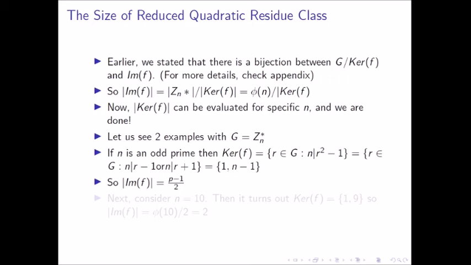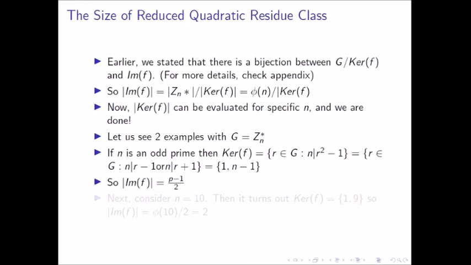So let us look at two examples. G is equal to Zn star. If n is an odd prime, then kernel f is equal to r belonging to G such that n divides r square minus 1, which is equal to r belonging to G such that n divides r minus 1 or n divides r plus 1. Why this? It's not hard to see, because n is a prime. So if n divides AB, then n divides A or n divides B. n can divide both of them, but n divides at least one of them. So it turns out that if n divides r minus 1, then r is equal to 1, because r is less than n and it's non-negative. And if n divides r plus 1, r is equal to n minus 1. So the only two elements in the kernel are 1 and n minus 1.